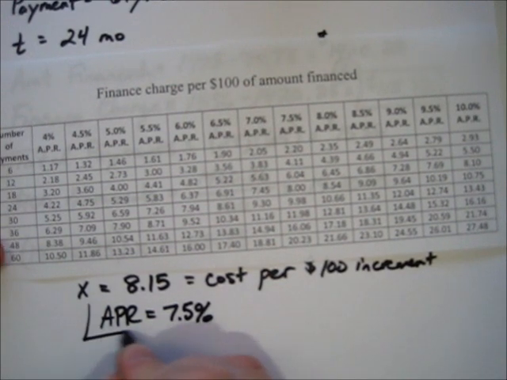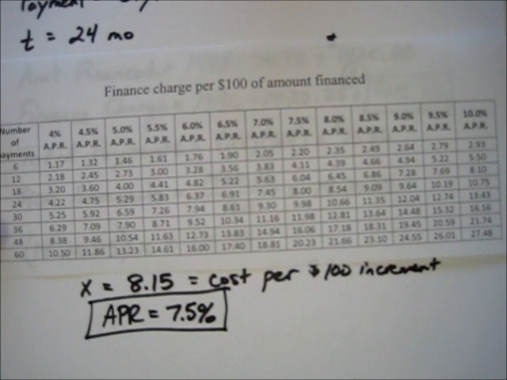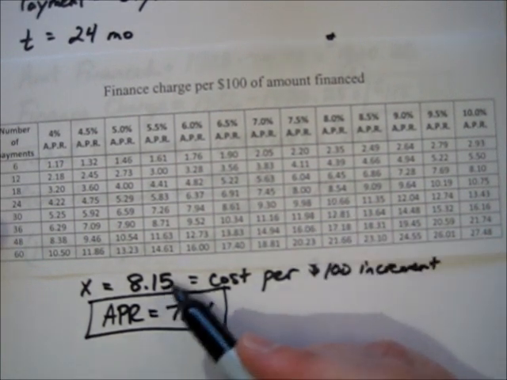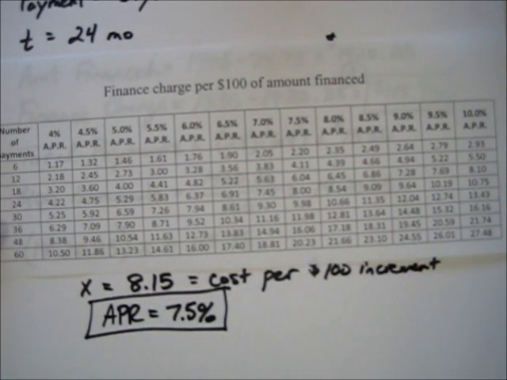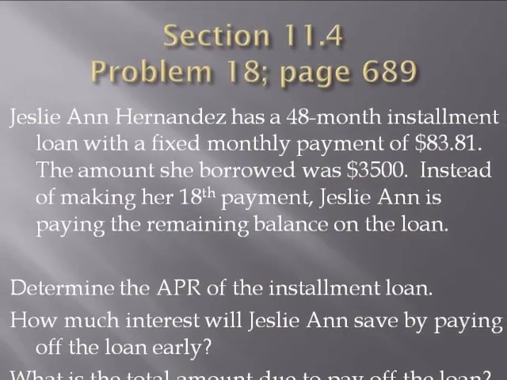Notice the question asked for the APR to the nearest 0.5%. So 7.5% is the nearest value for $8.15. There you have it.